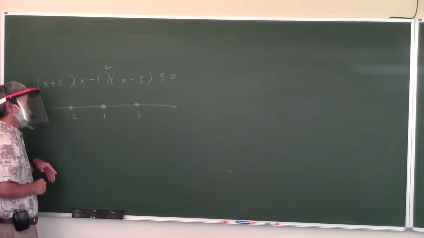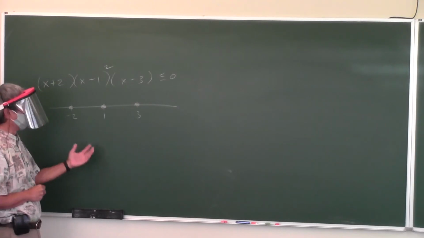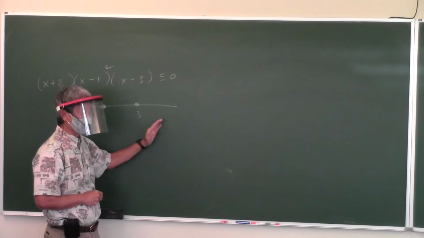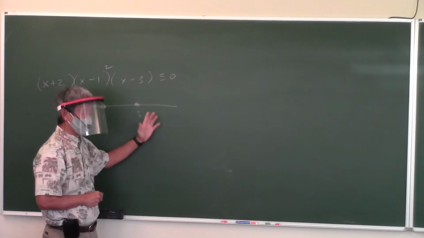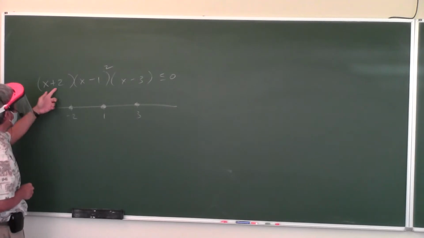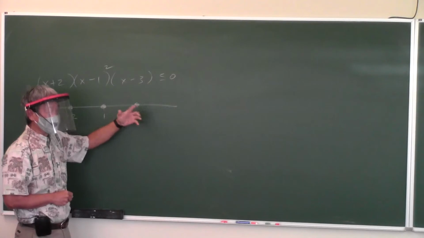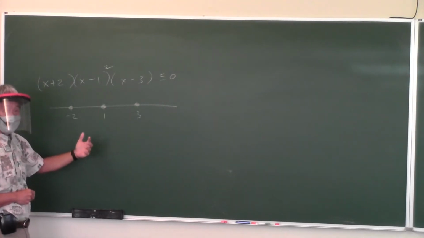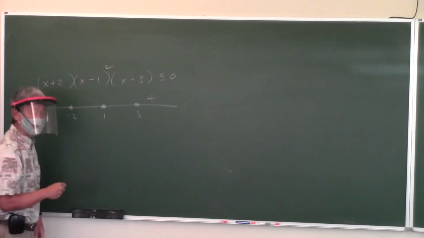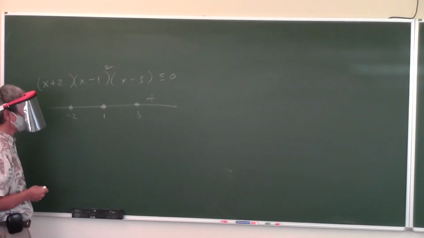Okay, now, how did you guys test the number line? Plug in numbers last year? Okay, you can start at any region you want. I like to always start at this region. You know why? Because if you think of a number bigger than 3, like 4, when you plug it in, 4 plus 2 is positive, 4 minus 1 is positive, 4 minus 3 is positive. They're always positive. As long as the leading coefficient is positive, you know over here it's going to be positive. But it's up to you. You can start at whatever region you want.